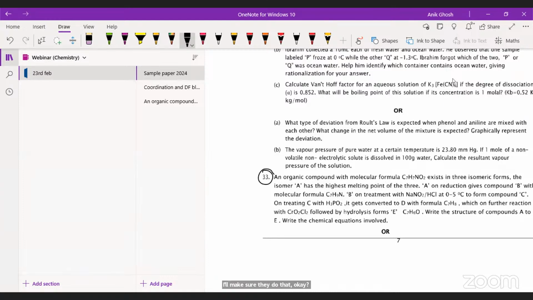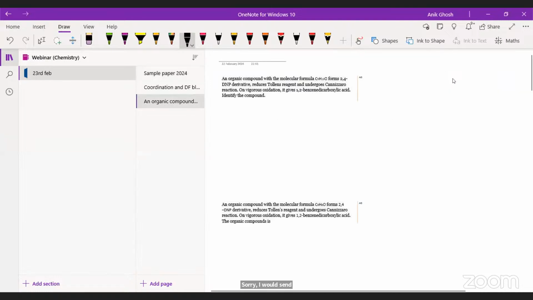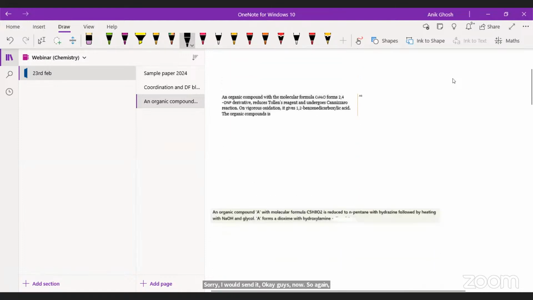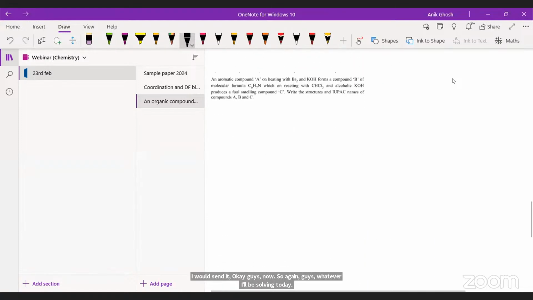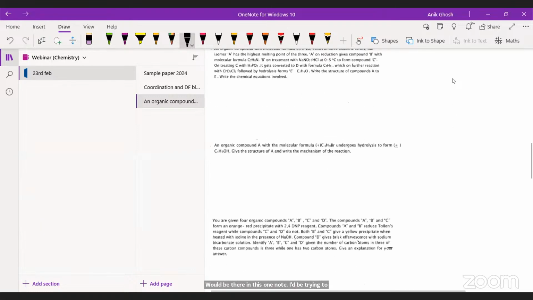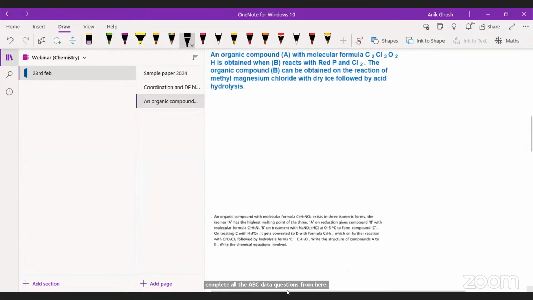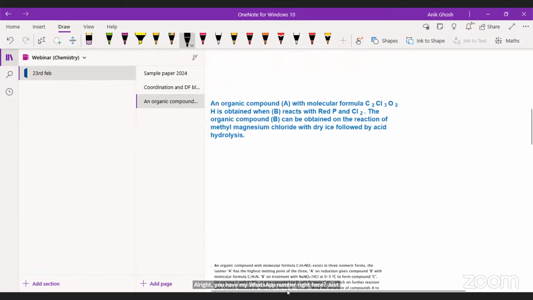No worries. Okay, guys. Whatever I'll be solving today would be there in this OneNote. I'd be trying to complete all the ABCD type questions from here, but you can get the rest of the questions solved by me again in the format of a PDF, and just make sure you go through that part. Okay. So there's the question that you're trying to send me. Would you send me in my WhatsApp? I guess that would have been better for me. All right. You have my WhatsApp number right here. Just send it over to me in my WhatsApp. In the meantime, guys, let's get started with this.